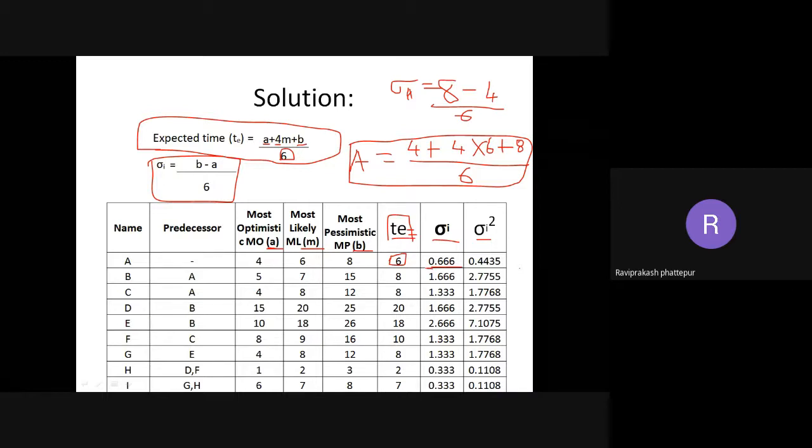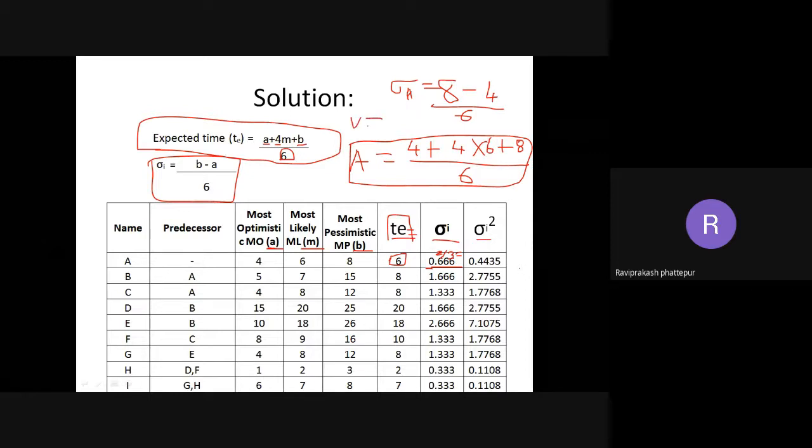If you want, you can write it in fraction also. 8 minus 4 is 4. 4 by 6 is 2 by 3. So this will be 2 by 3, which is equal to 0.666. If you want, you can write it in fraction also, not an issue. Similarly, I am calculating for all the other activities, that is B, C, D, E, F, G, H, and I. Okay, so you know variance is sigma squared.